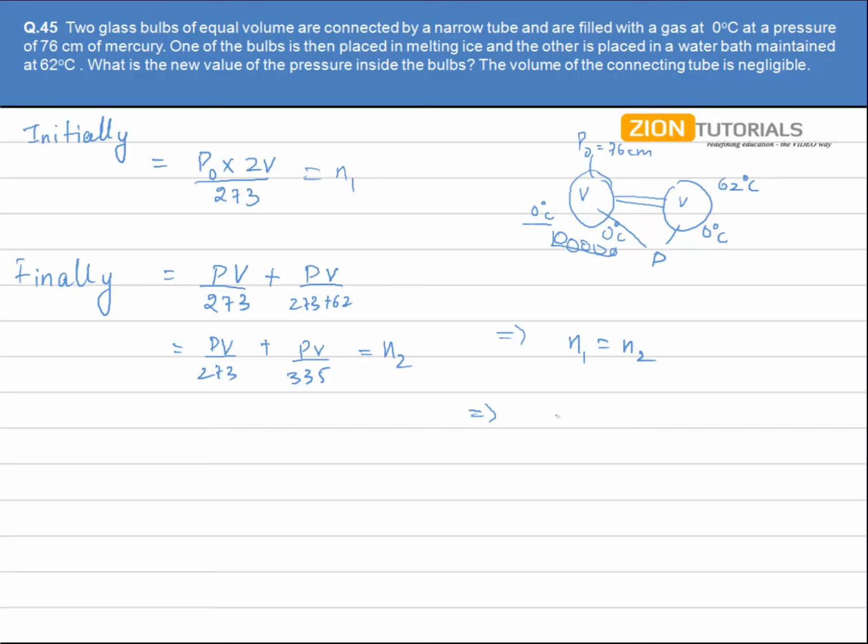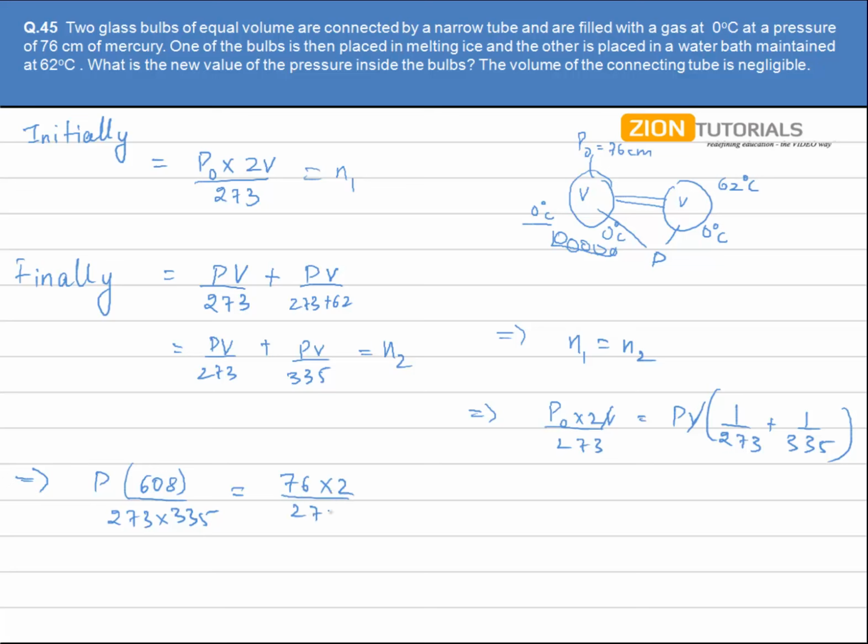This implies that P naught into 2V divided by 273 would be equal to PV into, I can take common, 1 upon 273 plus 1 upon 335. I can cancel V and V from here. And if I solve this equation, I'll get P into 608 divided by 273 into 335 would be equal to, if I take P naught as 76 only, 76 into 2 divided by 273. 273 will cancel out. So that means P would be equal to 76 into 2 into 335 divided by 608.